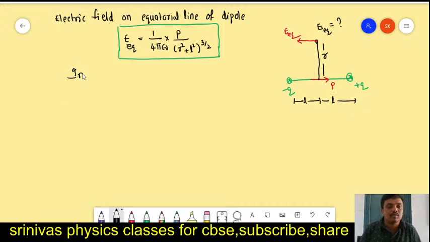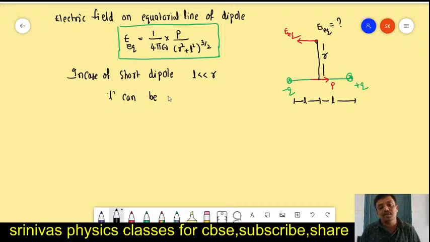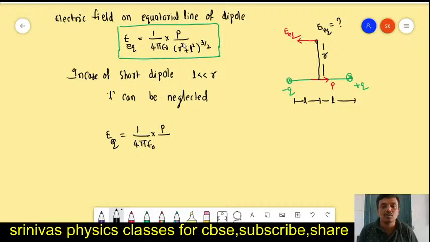In case of a short dipole, the length should be less than r. L can be neglected in the above equation. If L is neglected, then what happens to the E on the equatorial line in the above equation? It is 1 by 4 pi epsilon naught into P divided by (r square plus L square) whole power 3 by 2. The L is neglected, so we get P by r cube. Is it right?